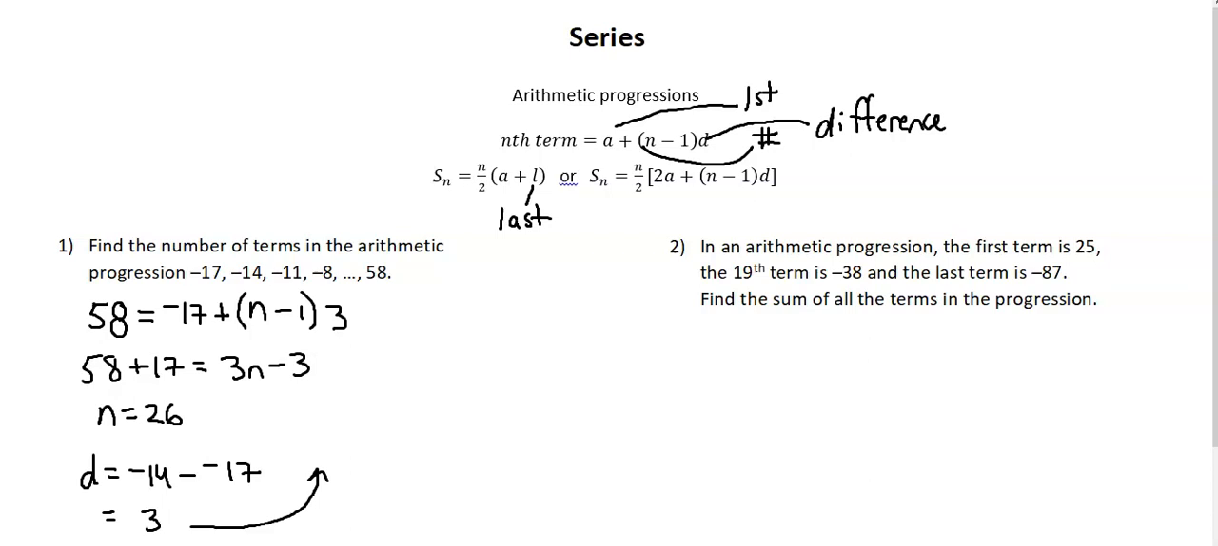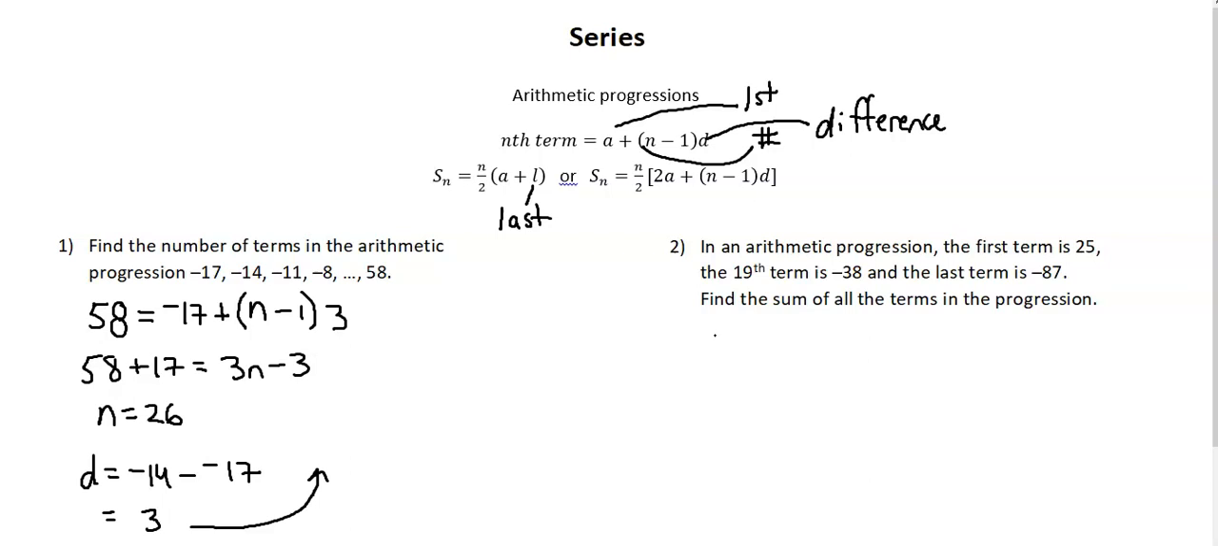We can use the left side sum formula, which requires the first and last term. We also need to know the number of terms: n divided by 2 times quantity a plus l. Looking up at the nth term formula, we need d, the difference in terms, to use that formula. Here we're going to use a series within a series.